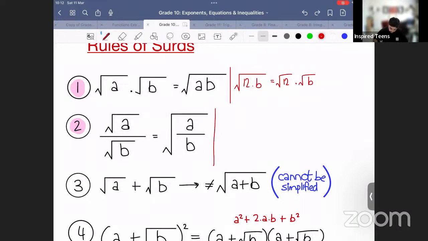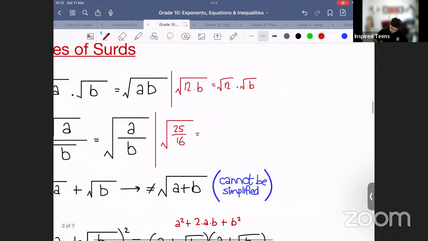Similarly, working backwards, if I had, what is the value of root 25 over 16? I could simplify this to root 25 over root 16. And to get my final answer, I can actually simplify because root 25 is 5 and root 16 is 4.